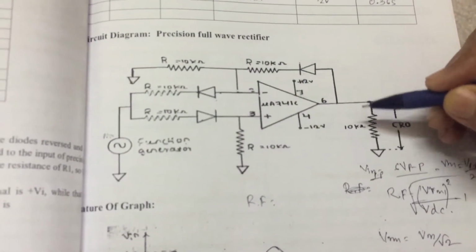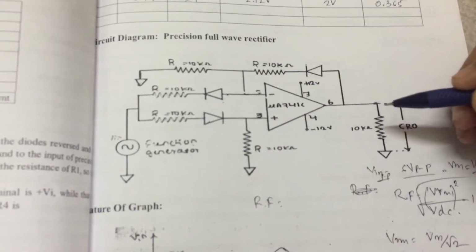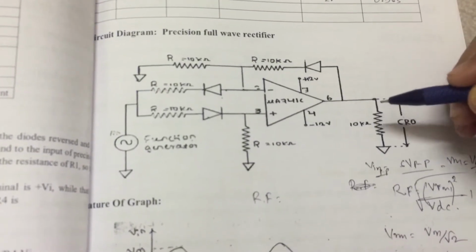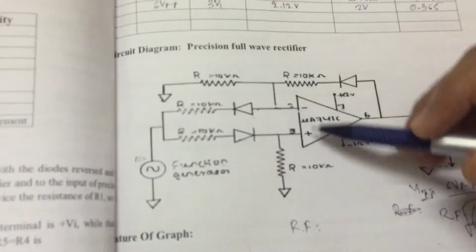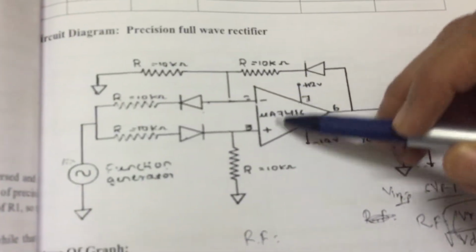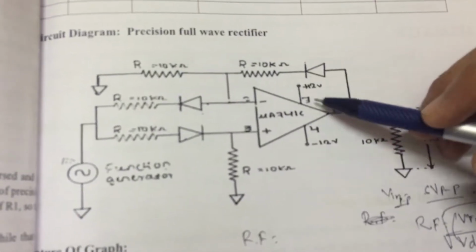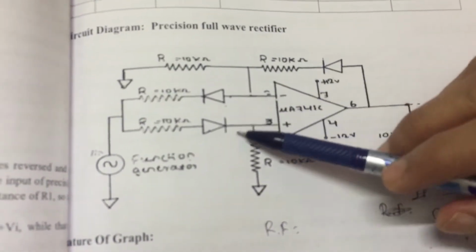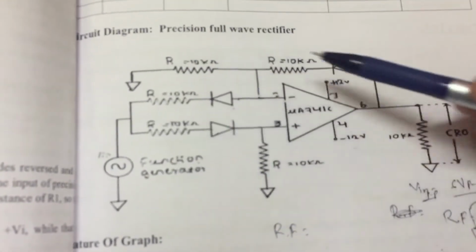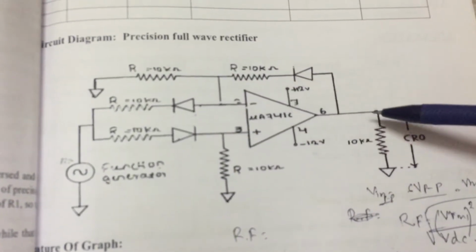So if you want to get a pure or stable DC output voltage, in that case you have to make use of a DC voltage regulator. So here you can see that this is pin number 2 and pin number 3, the inverting and non-inverting terminals of the op-amp. 6 is the output. These are the supply voltages you are connecting here, and these are the positions of the diode and resistor you can connect to convert AC to DC.